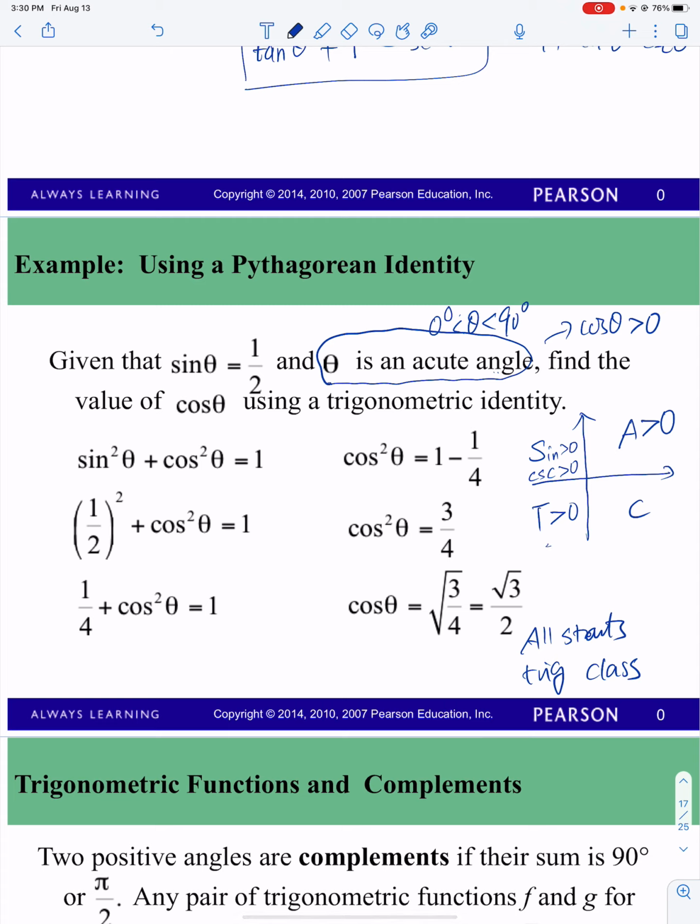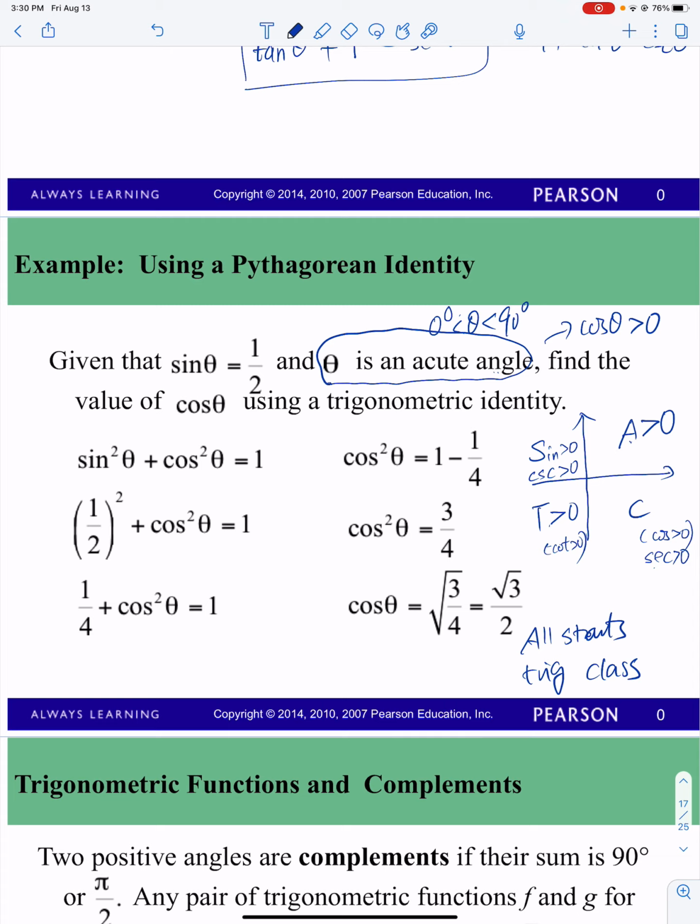Tangent is positive. What also is positive? Cotangent is positive. Here is what? Cosine is positive, and similarly, secant is positive. This means all the trigonometric functions are positive. Here is what? Sine is positive. Here is what? Tangent is positive. Here is cosine. For cosine positive, similarly secant is positive. Because an acute angle means the first quadrant, everything is positive.